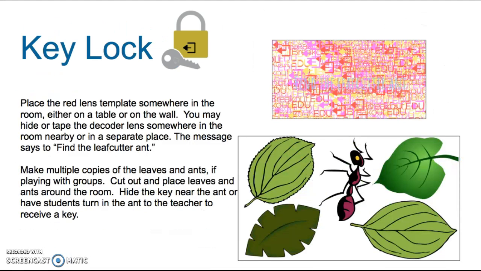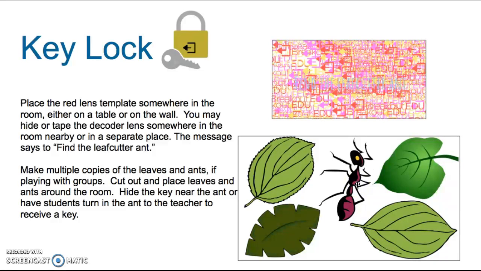For the key lock, you'll put the red lens template somewhere in the room, either on a table or on the wall, or somewhere where students may be able to find it. What you're going to do is have different types of leaves cut out and put around the room. Somewhere near the leaf, you'll have copies of the leafcutter ant.